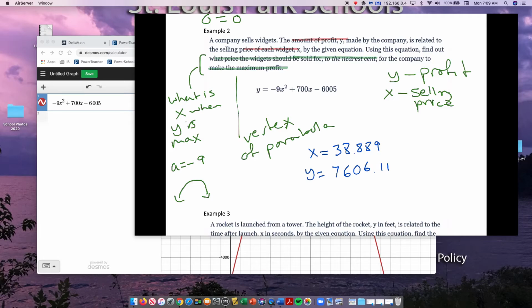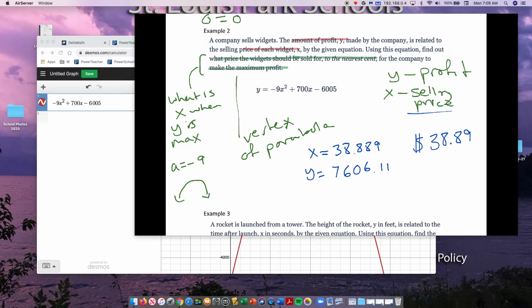So if I go back to my question, it says, using the equation, find out what price the widget should be sold for to the nearest cent for the company to make a maximum profit. Well, that's my x value that I'm looking for right there. That's what value I'm looking for, so I should sell these things for $38.89 is what I should sell these widgets for.